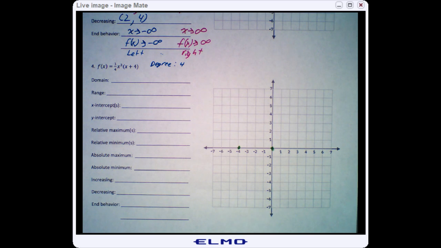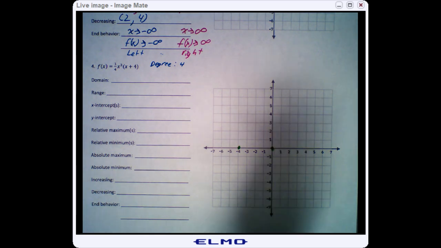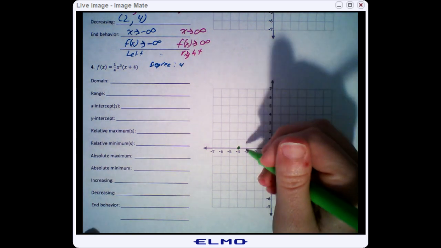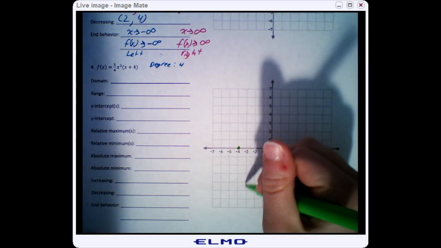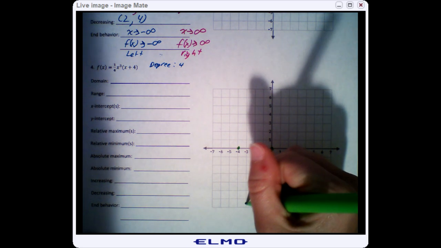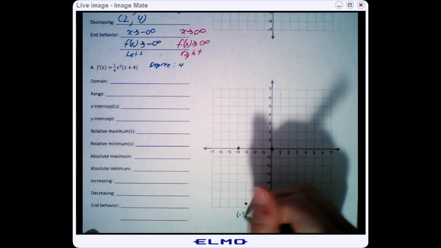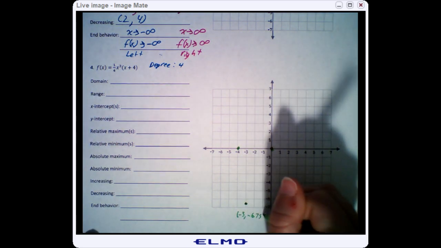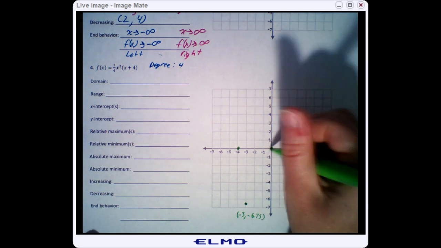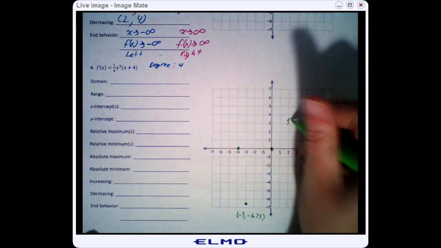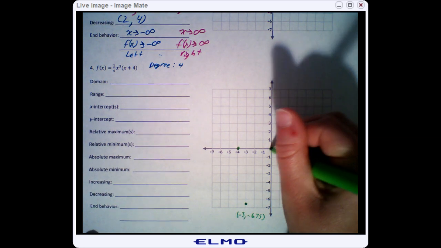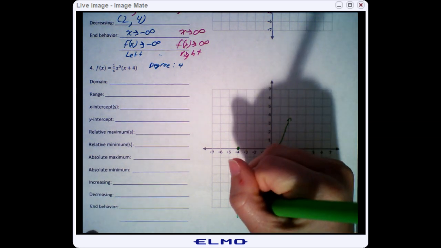One other key point that we want to know from this graph is going to be (-3, -6.75), and that comes from Desmos. We know we're going to have a wiggle. So the right arm points up. We're going to wiggle, and then we're going to go straight through.